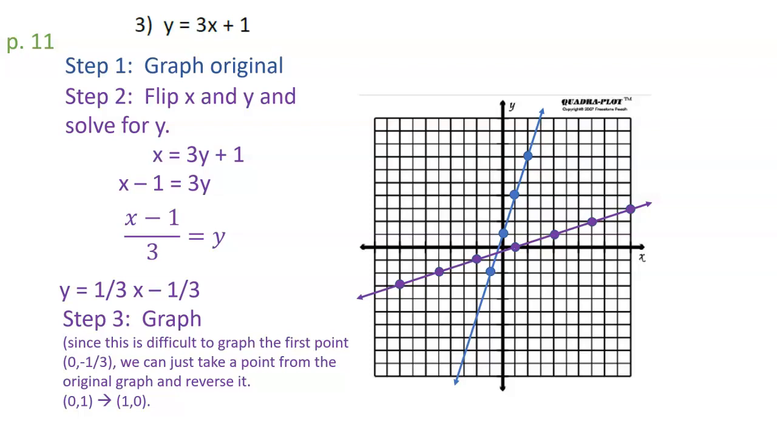Okay, and just to make sure it looks like it's the inverse and it's reflecting over that inverse line, y equals x, you can put that down the middle. So notice they all kind of meet up at the same spot. That's what you want to have happen.